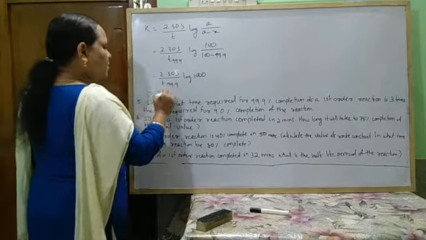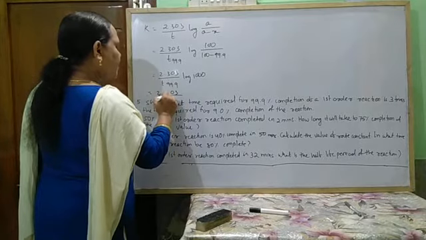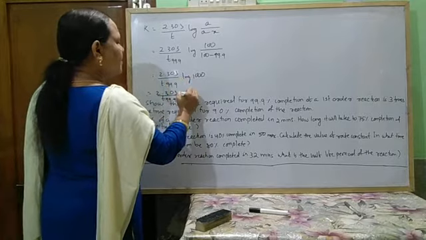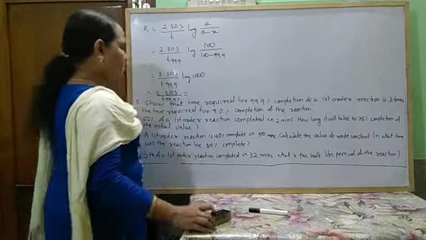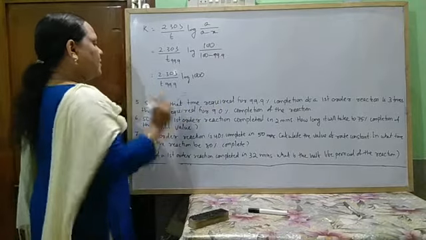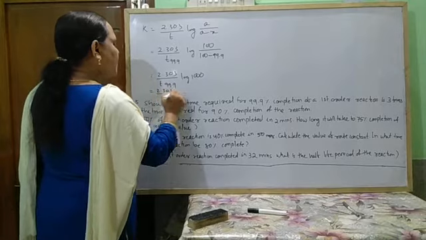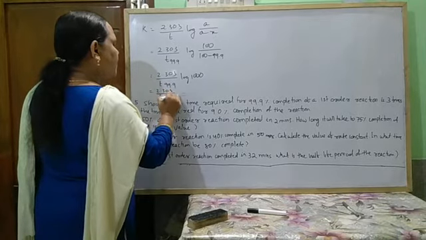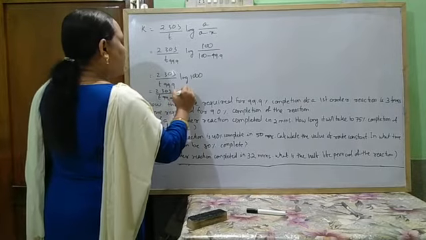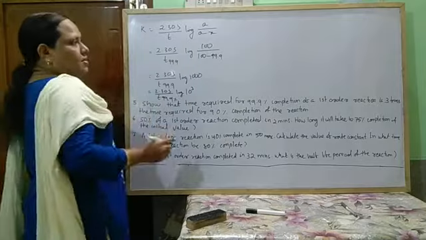That is equal to 2.303/T(99.9%) × log 10 to the power 3, that is 3 log 10.